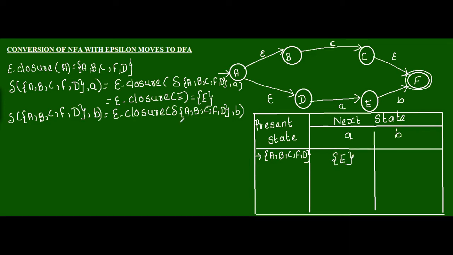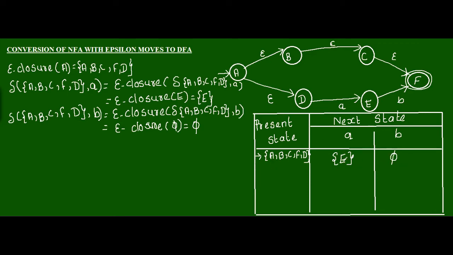Now find the transition for A, B, C, F and D for input b. If input is b, there is no next state. For B, if input is b, there is no next state. For C, if input is b, there is no next state. And for F, if input is b, there is no next state. And for D, if input is b, there is no next state. So it is the null closure of empty. I am going to fill this table. If input is b, the next state is empty.